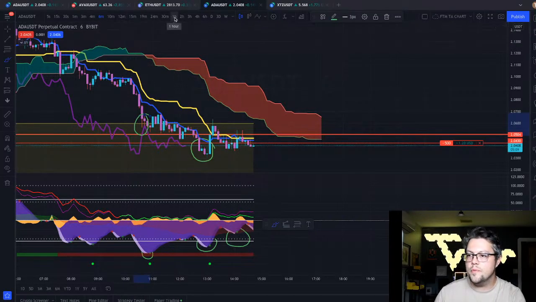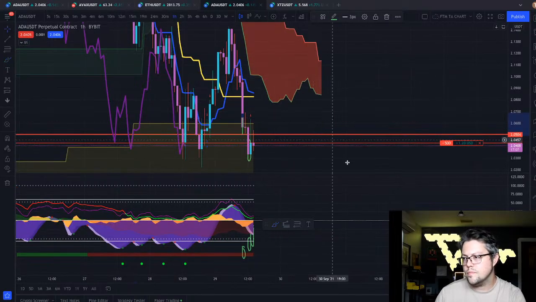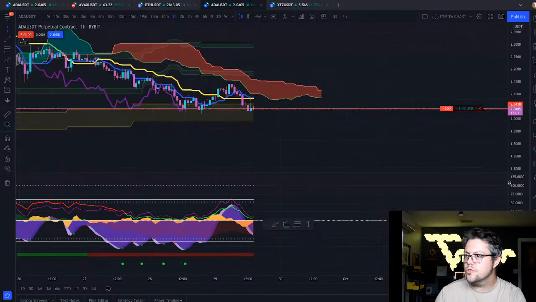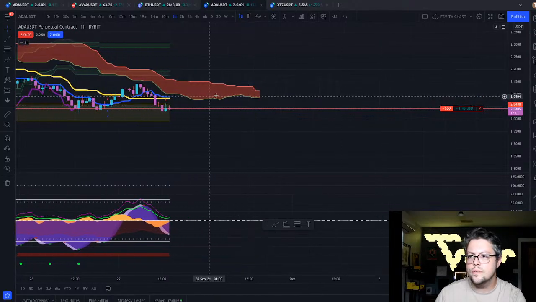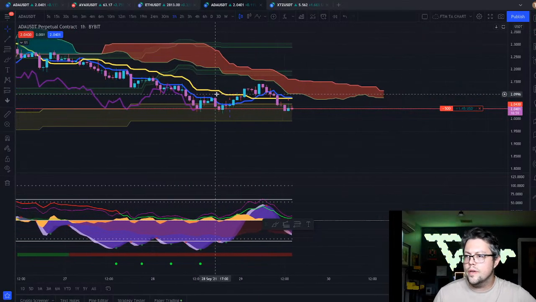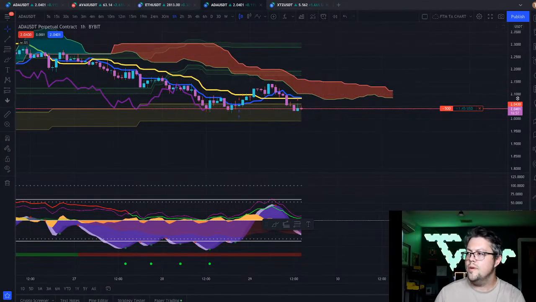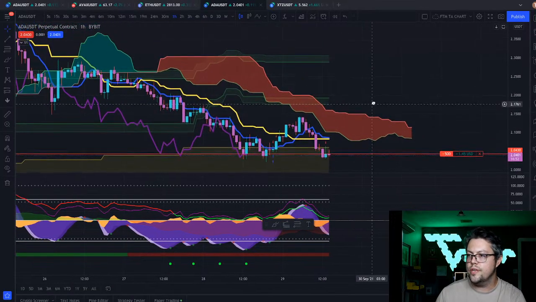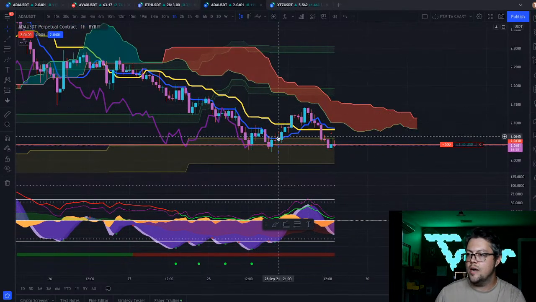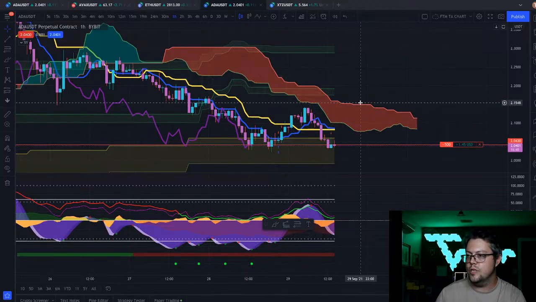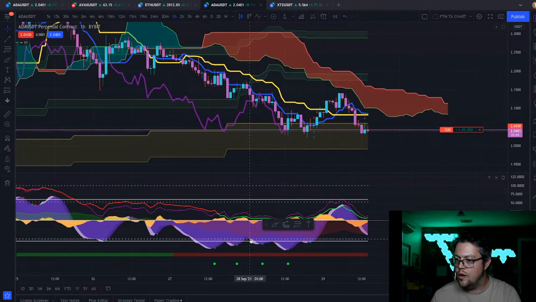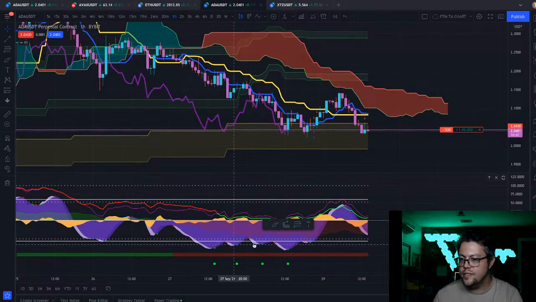Let's open up the 1 hour. Okay, we're going to remove these drawings. And okay, so the 1 hour, we're still well below the cloud, but we are getting into that place where any kind of price action like this could take us up into there. So let's take a look. Oh man, we've got Christmas tree for days along here.